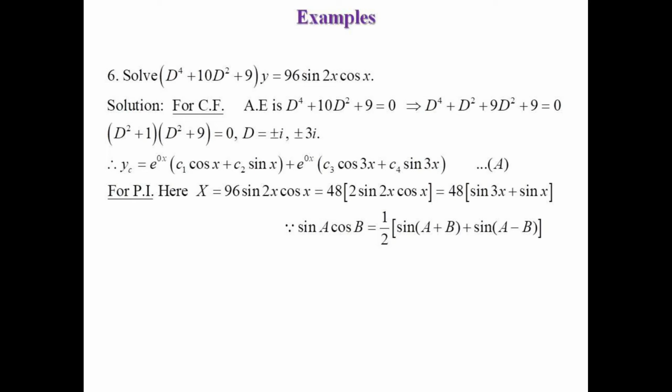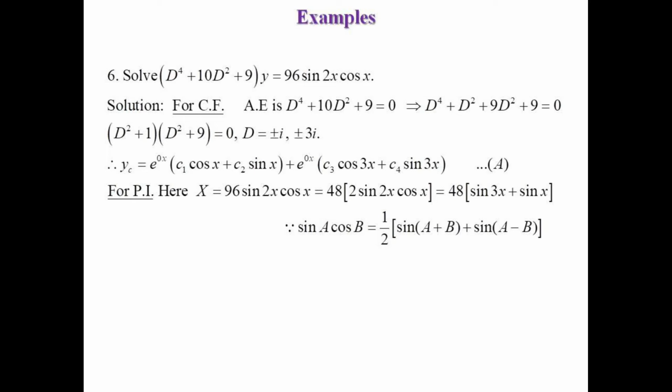Now our aim in preparing this second video lecture based on type number 2 is to solve the critical examples. Here the example is D raised to 4 plus 10D square plus 9, y equal to 96 sin of 2x into cos x. We know that first we have to find the value of the complementary function. So here the auxiliary equation is D raised to 4 plus 10D square plus 9 equal to 0. This is an equation of fourth order, that means the power of D is 4 here.